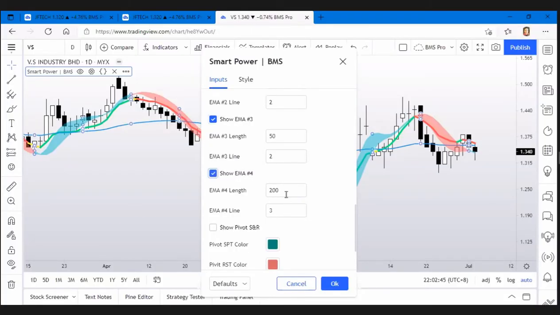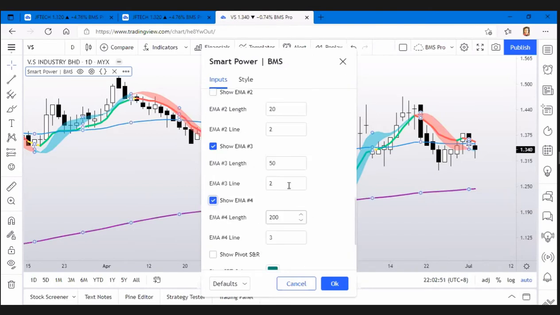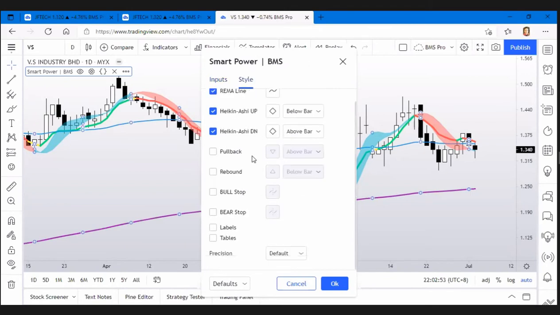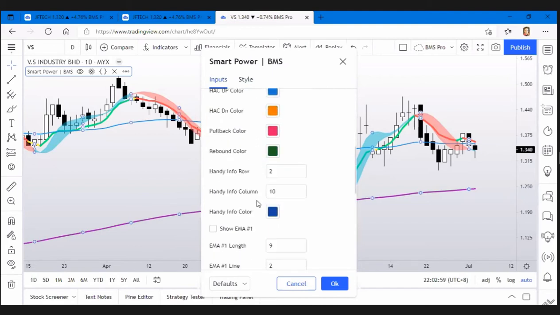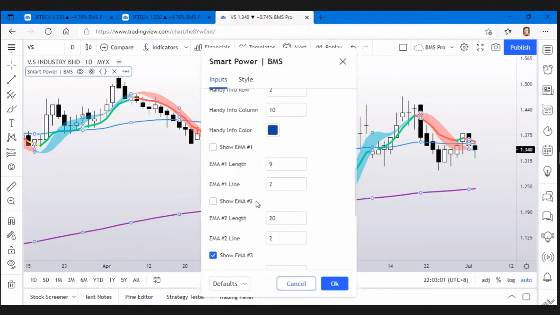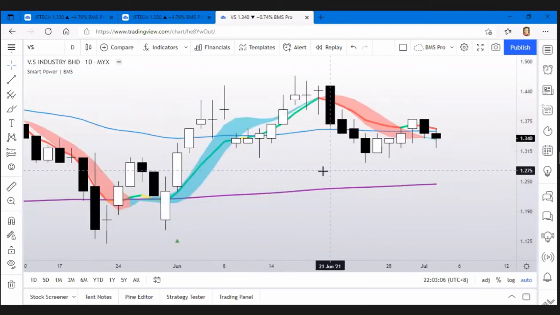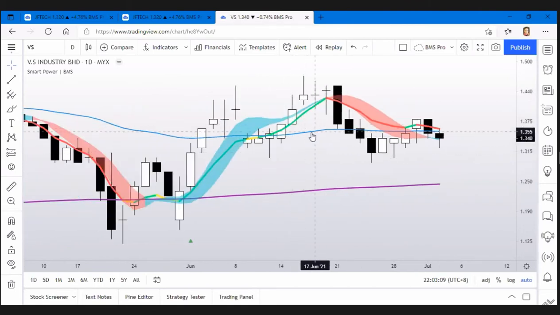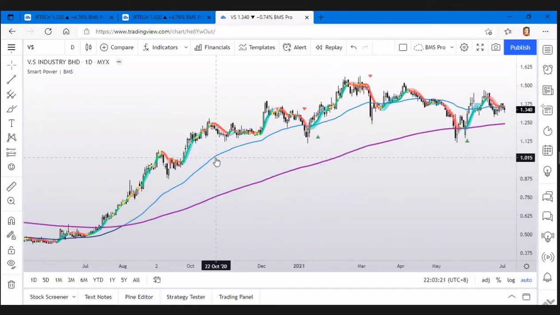EMA 4 is the EMA 200. You can set the line width, and set the width and the color and input. So it's our default color like this. It's a default color. So this blue color is the EMA 50, sorry, not EMA 60. You can set the EMA numbers, 50. This is the purple line, the EMA 200. So this one will act as a support and resistance also, right?